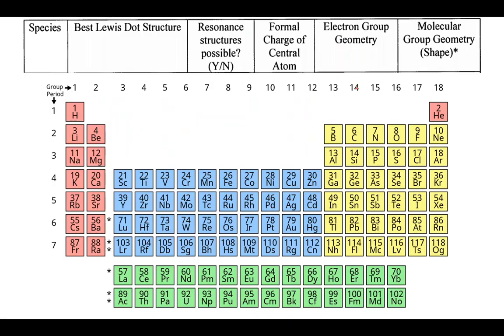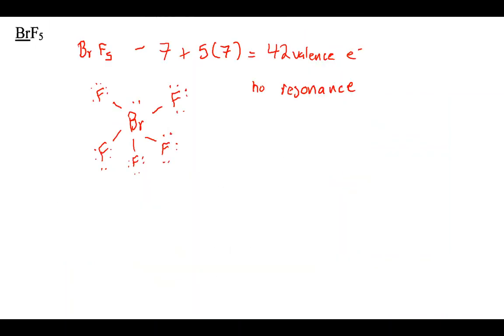And then the next thing they wanted us to do was the formal charge on the central atom. In this case, bromine normally has 7 valence electrons. Then remember, you subtract the number of non-bonding electrons, so we have 2 of those, minus the number of bonds. We have 5 bonds. So that means our formal charge for this guy is 0.